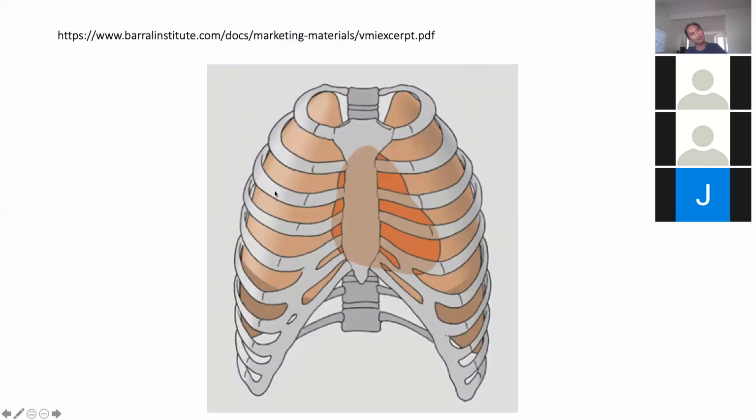So look at this diagram. It is showing the relationship between the lung substance itself and the pleura. So pleura, as we know, is just covering the lung. It is like our blanket.